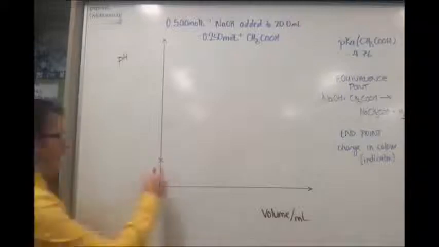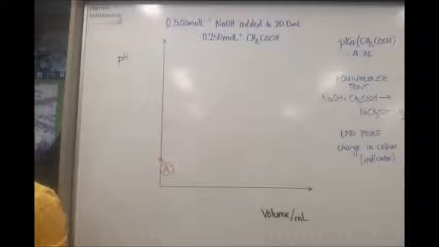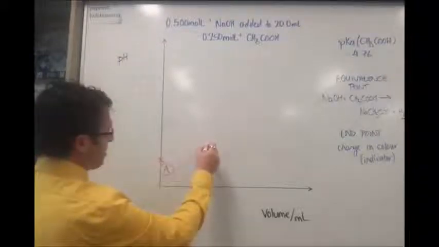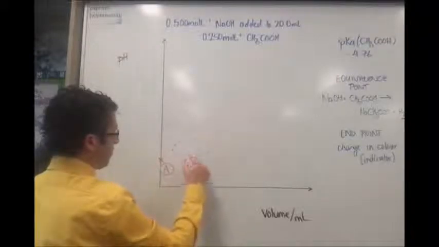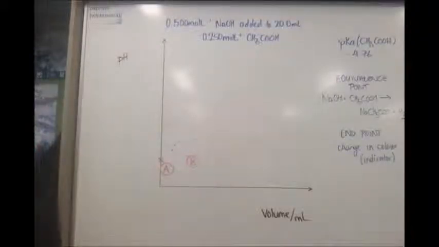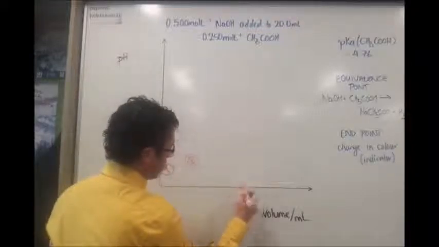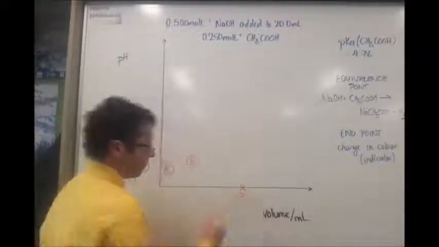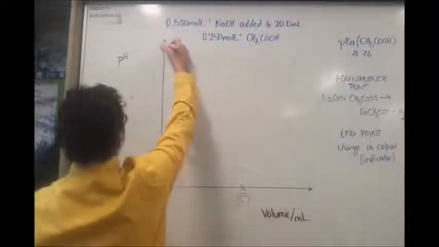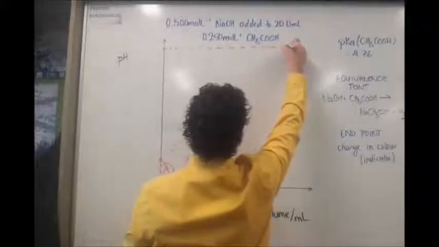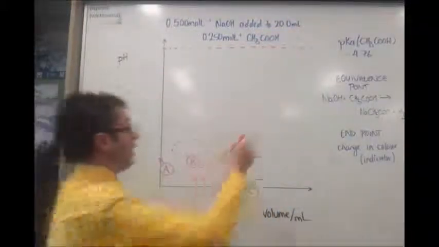So we're going to have a starting pH. We'll call that A, point A that we're going to calculate. We're going to have a thing called a buffer region, which is going to be somewhere around here. We'll call that B. You're going to have an equivalence point volume. We'll call that C. And you're going to have a pH that this will approach but never reach. And we'll call that D.